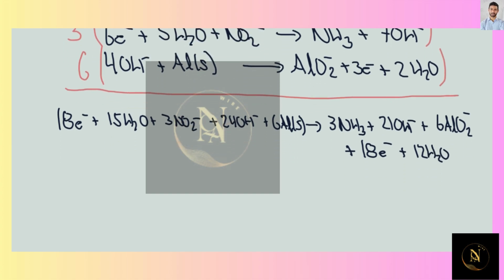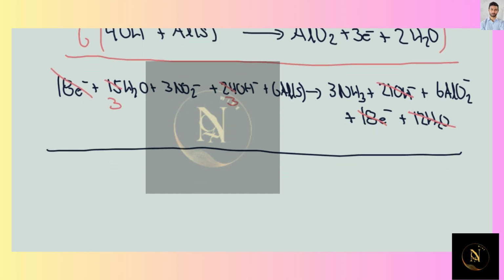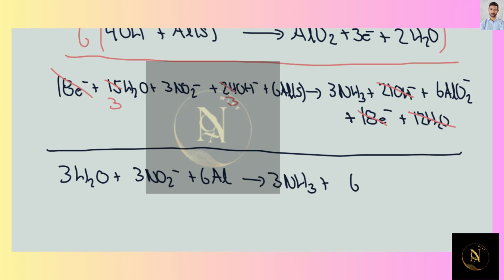Now let's see what cancels out, and with this we can now write down our final reaction. 18 electrons with 18 electrons, 15 water molecules with 12 of them, so we're going to end up with 3. We're going to cancel out this 21 OH minus with 21 of the ones on the other side, so we end up with 3 as well. And this would be our final balanced reaction. We're going to have 3 water molecules plus 3 of NO2 minus plus 6 of aluminum. That is going to produce 3 of NH3 plus 6 of aluminum O2 minus.